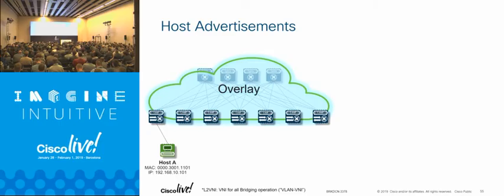Now, how do we get an IP address from a host? What are the 2 options we have? Anyone? We have ARP. What's the other one?